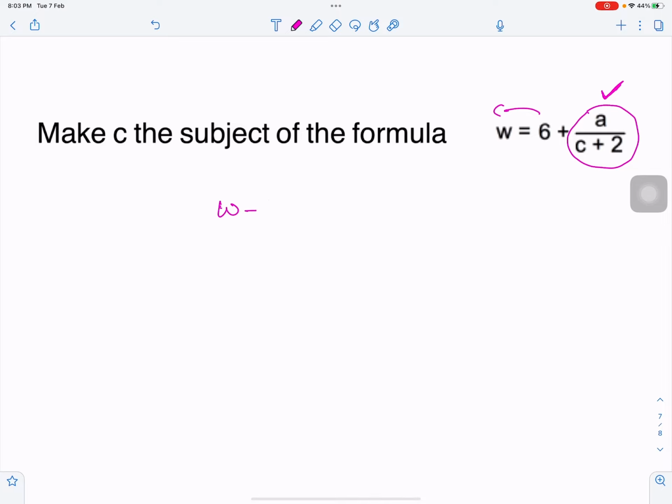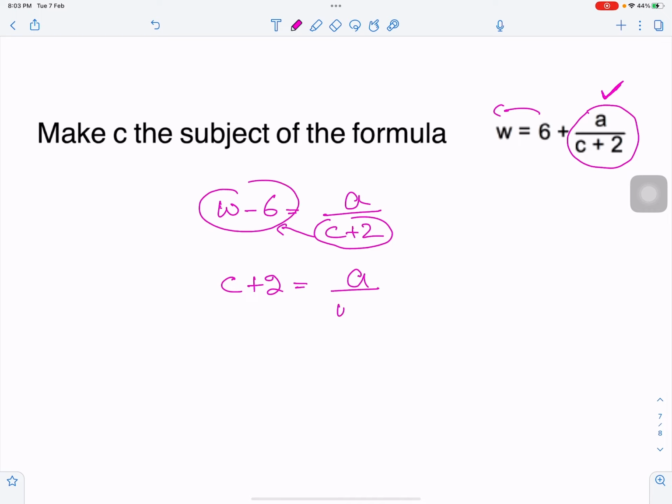So it will become w minus 6 is equals to a divided by c plus 2. So now I will take this c plus 2 to the other side. So it will become c plus 2 is equals to a over. Now this whole will come in the denominator. So now c is not present here. It's only here. So I'll leave it here. And 2 I will take to the other side. Okay. So it will become c is equals to a over w minus 6 minus 2.